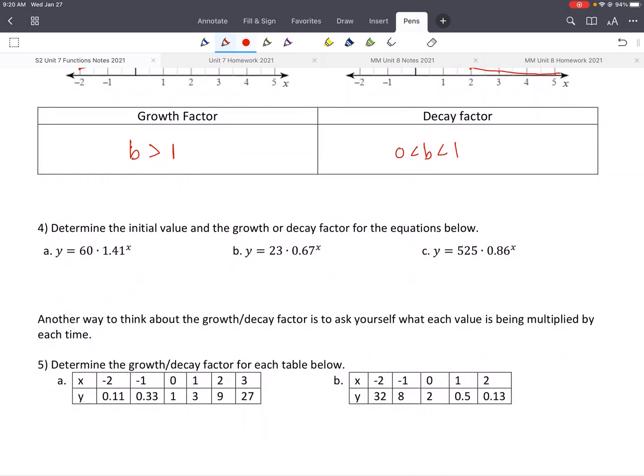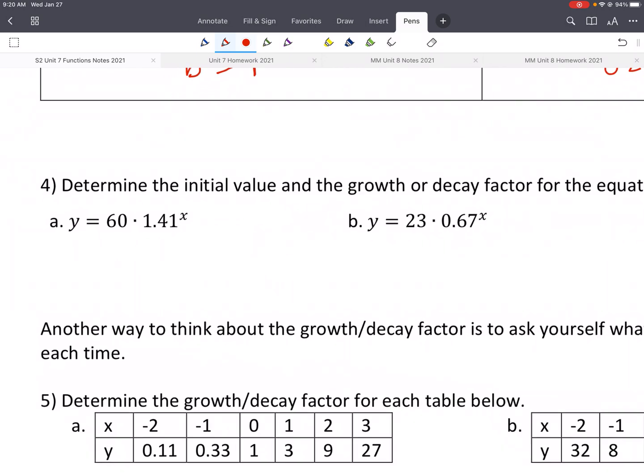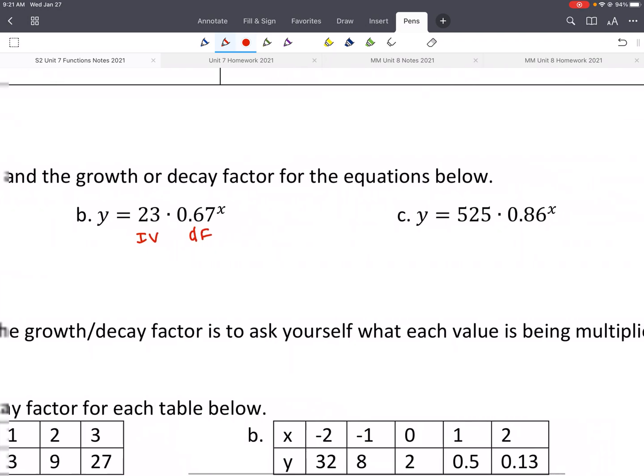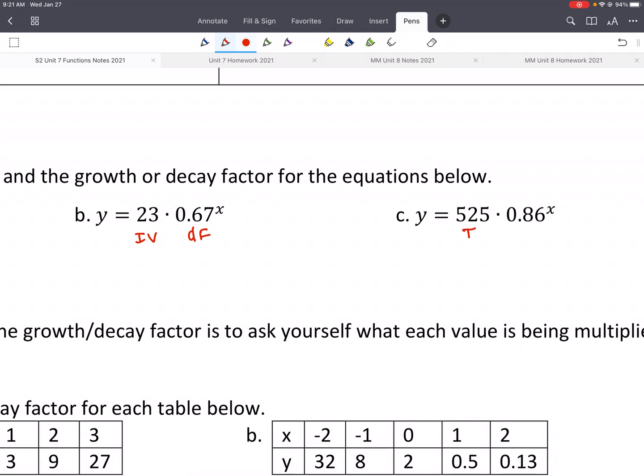So determine the initial value and the growth or decay factor for these following equations. So pause and give that a try. So this would be our initial value, would be 60, and then here we would have growth because it's more than 1. So say growth factor is 1.41. Here we have our initial value, and this would be decay factor. I'm okay if you just do that, if you do like an abbreviation. So this would be our initial value, and then this would be also a decay factor.